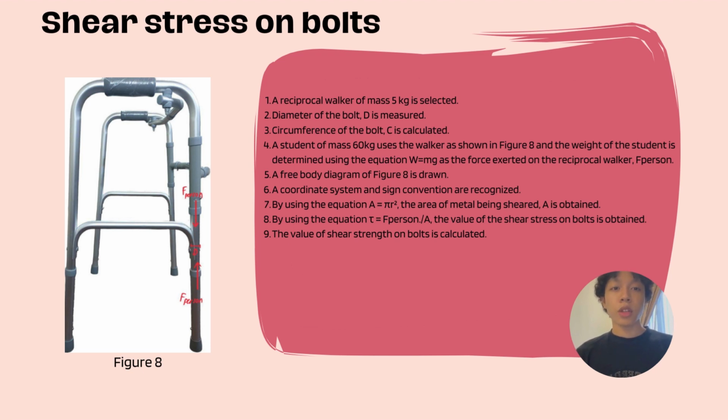By using the equation area equals pi r squared, the area of the metal being sheared A is obtained. By using the equation shear stress equals F over A, the value of shear stress on bolts is obtained, and the value of shear strength on bolts is calculated.